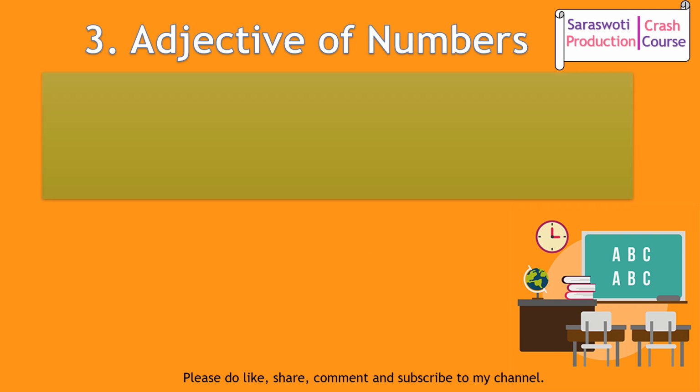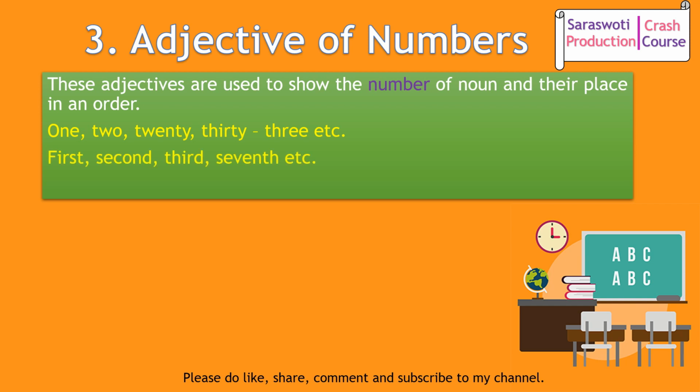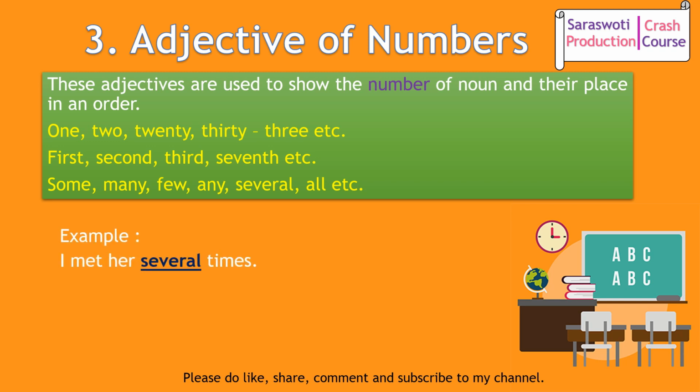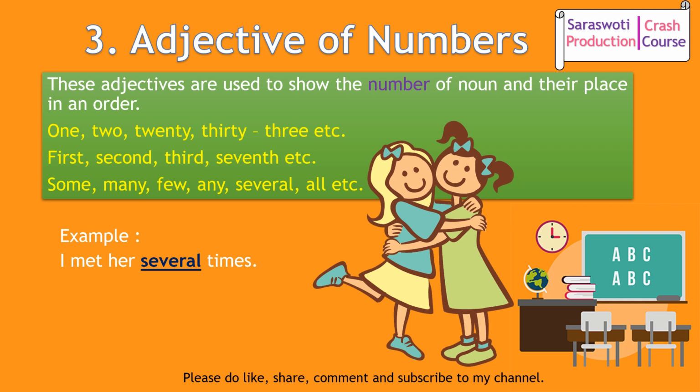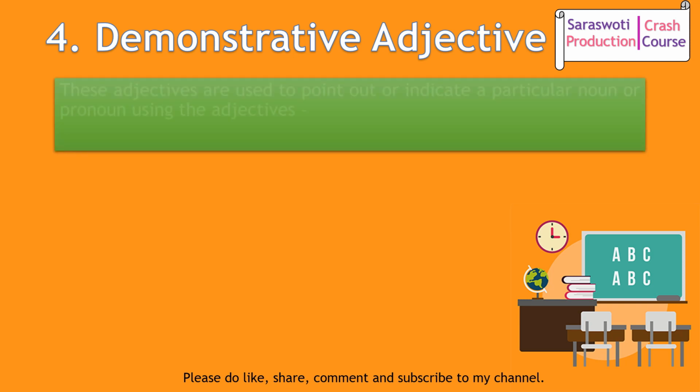Number 3, adjectives of number. These adjectives are used to show the number of nouns and the place in an order. 1, 2, 20, 33, etc. First, second, third, seventh, etc. Some, many, few, any, several, all, etc. For example, I met her several times. Here, we talk about how many times. The answer comes: several.